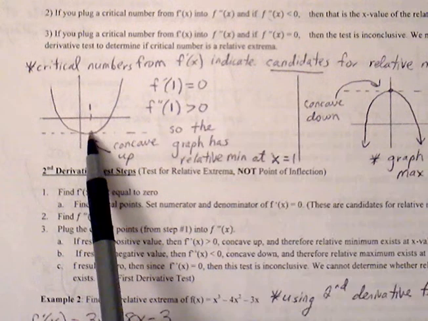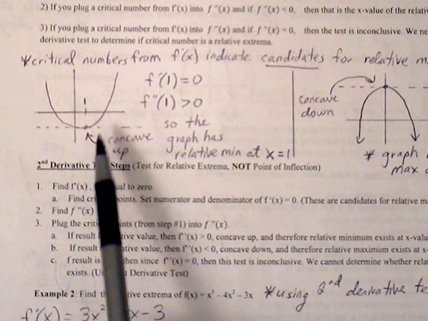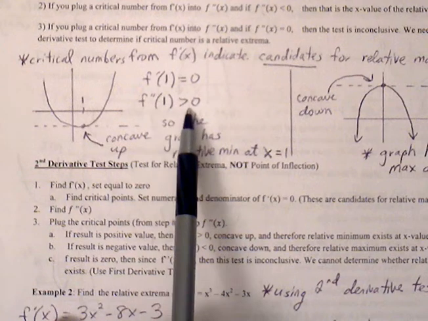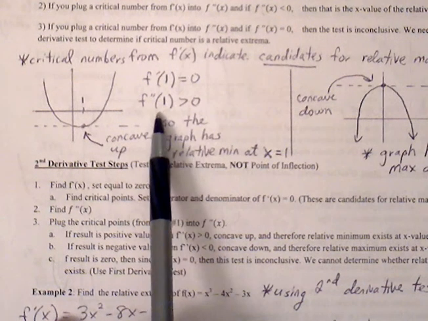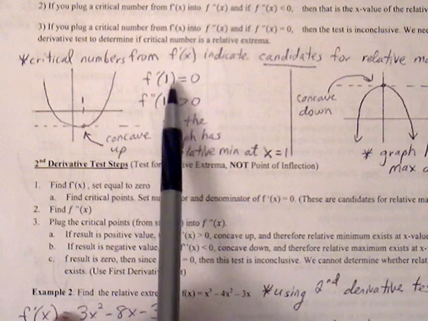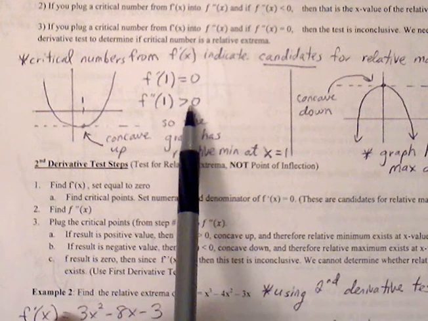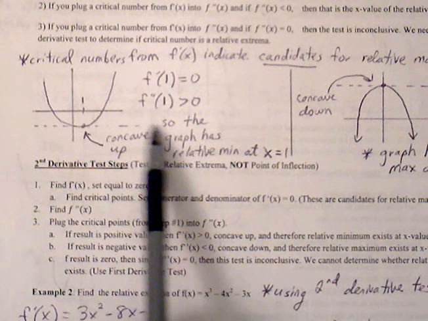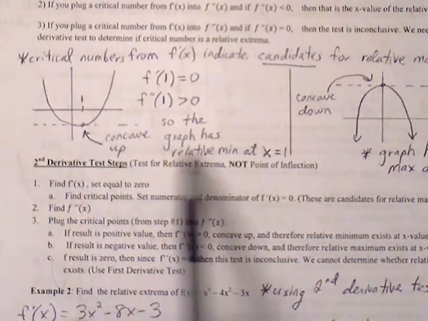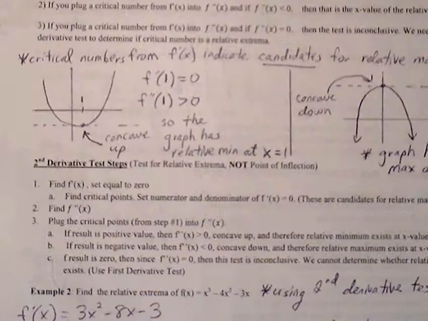So if it's part of a concave up graph, then the second derivative at that point will produce a positive value. Okay, so that is why, if f double prime of the critical number from f prime gives a positive value, then we know that the graph will have a relative minimum at that critical point.